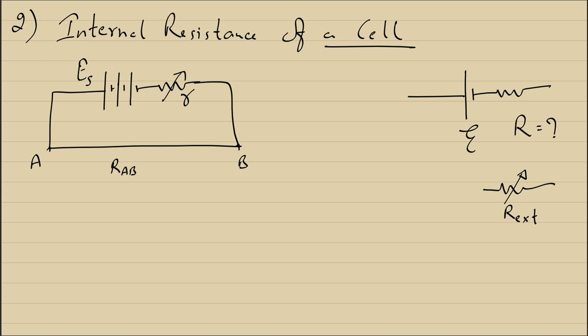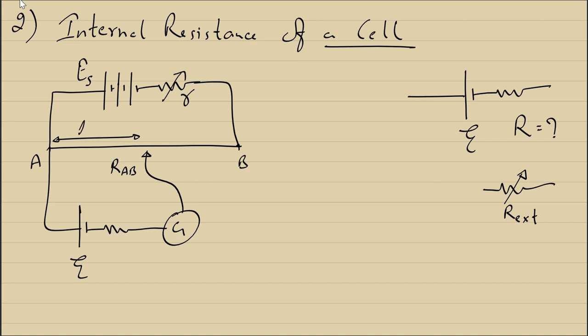So first, we just connect the cell directly, like we did in the previous comparison of EMFs. We connected the cell like this through a galvanometer and a jockey, and we found a null point, say at a distance L1. So using the previous concepts, we can again write the EMF of the cell to be equal to K times L1. This is equation number 1 in this case.